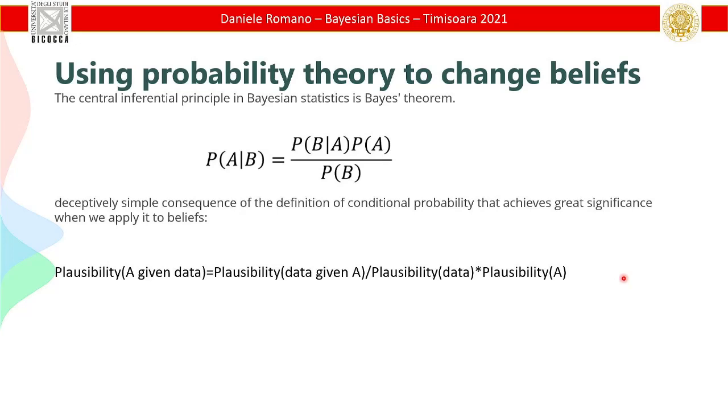How could it be useful in our research? Well, we can see this update consideration in this way. What's the plausibility of a theory A, of a hypothesis A, given the data? How can we determine it? Well, it's the plausibility of the data given my hypothesis, divided by the plausibility of observing that kind of data under all the other hypotheses, times the plausibility of A in general, which is my prior belief.